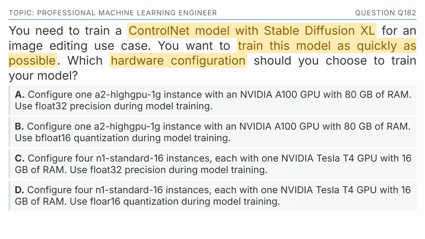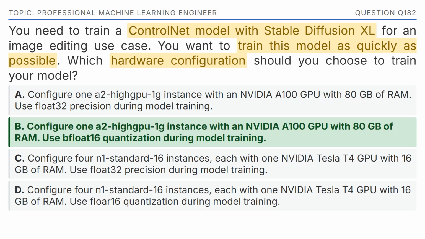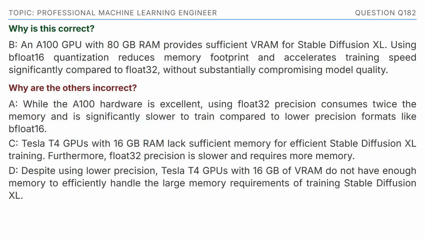To arrive at the correct answer, we focus on the keywords: ControlNet model with Stable Diffusion XL, train this model as quickly as possible, hardware configuration. The correct answer is option B, configure an A2 high-GPU 1G instance with an NVIDIA A100 GPU with 80 GB of RAM. Use Float16 quantization during model training. Why is this correct? B. An A100 GPU with 80 GB RAM provides sufficient VRAM for Stable Diffusion XL. Using Float16 quantization reduces memory footprint and accelerates training speed significantly compared to Float32, without substantially compromising model quality.